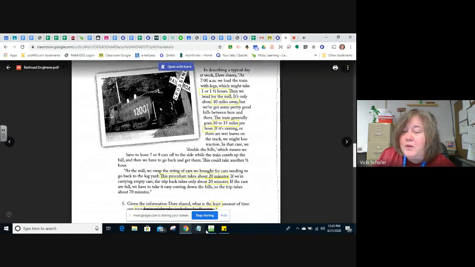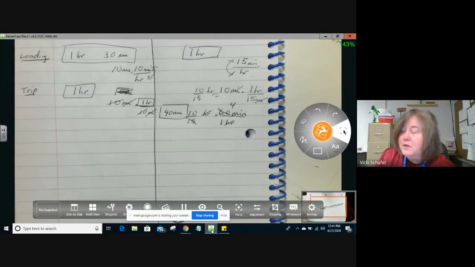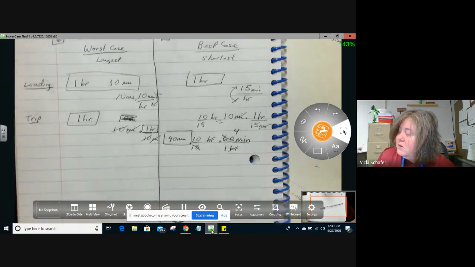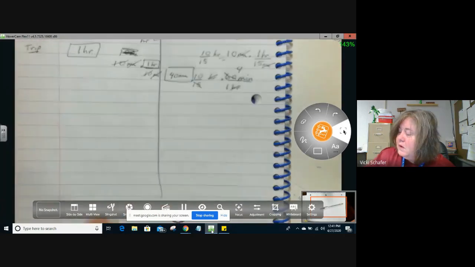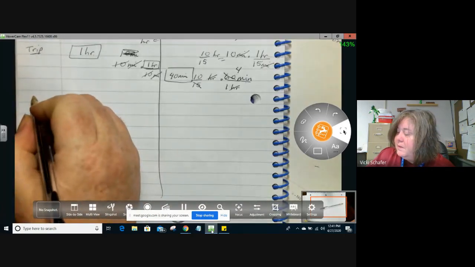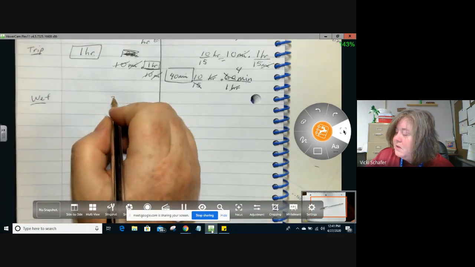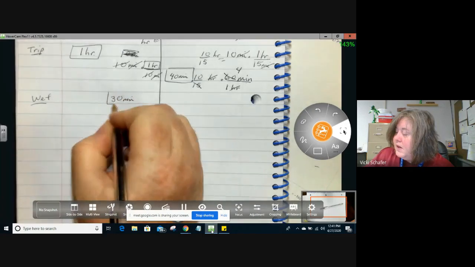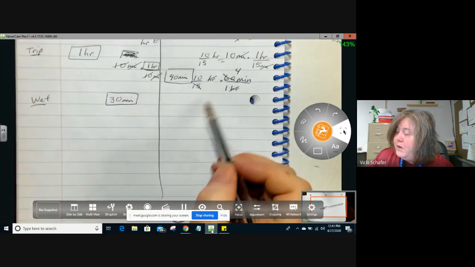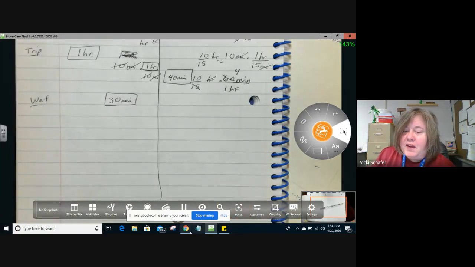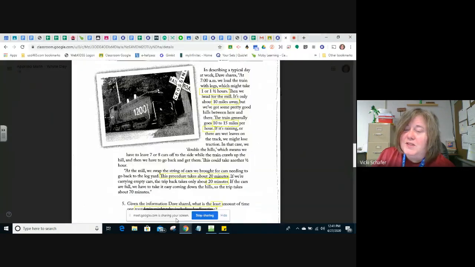We are going to add 30 minutes to our worst case scenario, which we said is right on the left-hand side. So we scroll up here. We're going to say that wet conditions add 30 minutes to our time. But we don't add that to our best case scenario. All right, back to the story problem. There's a lot of back and forth on this. That's kind of the way math works in the real world.